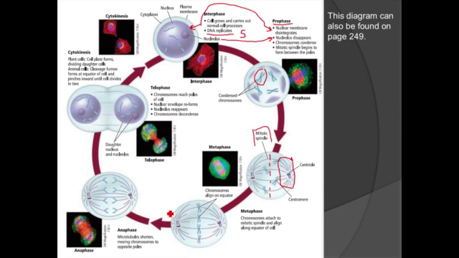Now, after metaphase, as you can see here, all the chromosomes have lined up in the middle. What happens now is that the microtubules begin to shorten. You're probably thinking to yourself, what does that mean?